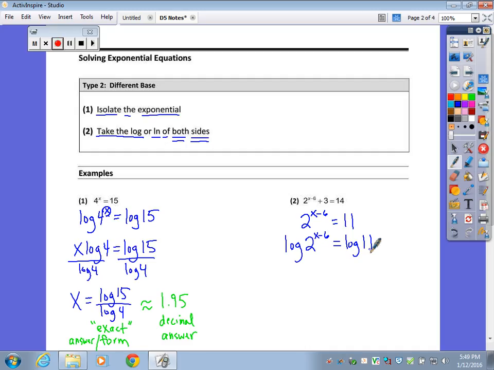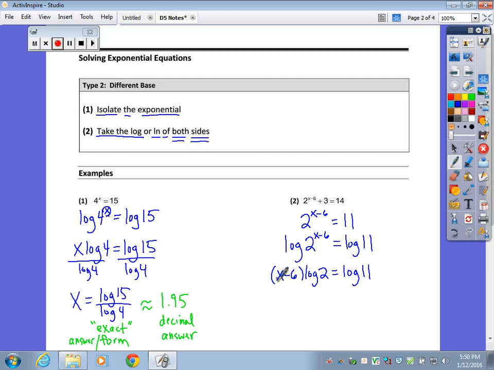And you want to be careful how you write it. You're just writing log in front of the expression because you're taking the log of the expression on the left and the log of the expression on the right. Again, rule of exponent, rule number 3 of logs, says that the x minus 6 comes down in the front as a multiplier. And I'm just trying to figure out what x is. And now it's just a regular algebra problem.